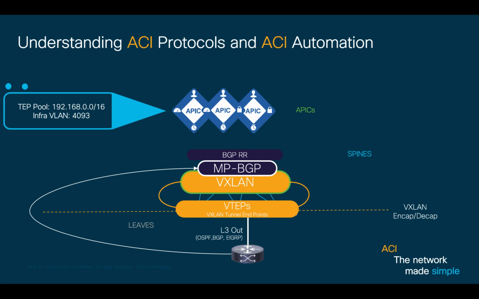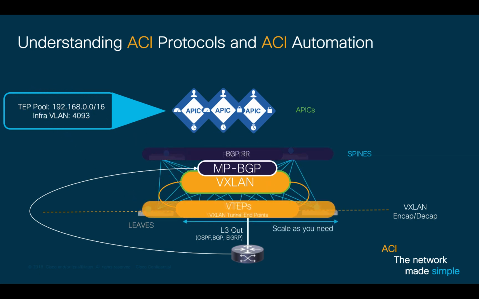Finally, if you need to grow in leaves or spines, ACI will do this automatically for you. So, although we will not need to configure any of these protocols ourselves, it is good to know all the work ACI is doing for you. Okay, enough said. Let's start adding some leaves and spines to our ACI fabric.